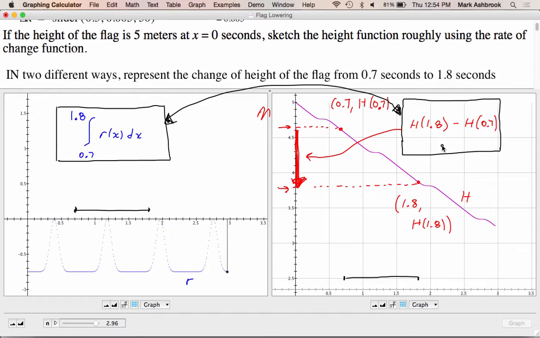So this is principle 6, I think. Principle 6, there are two ways to represent the total change of a quantity. Using an integral expression and the rate, summing up all the little bits of change, and then using the quantity function itself. Just take final minus initial.